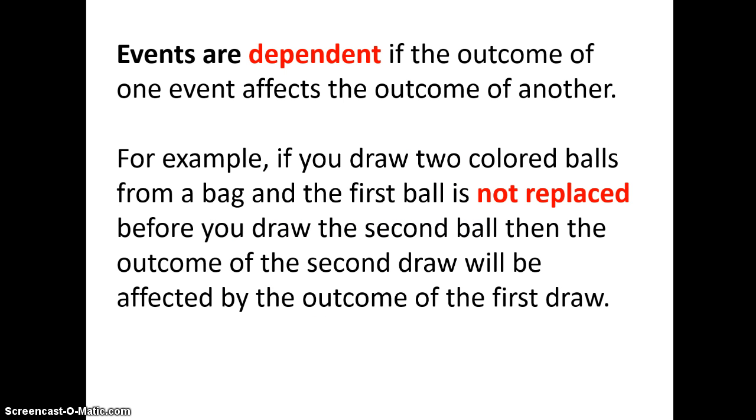Events are dependent, that's a fill-in, if the outcome of one event affects the outcome of another. For example, if you draw two colored balls from a bag and the first ball is not replaced before you draw the second ball, then the outcome of the second draw will be affected by the outcome of the first. So if you had 10 balls in a bag and pulled one out and didn't replace it, the probability is now not out of 10 possibilities, but out of 9 possibilities because you took one item out of the bag.